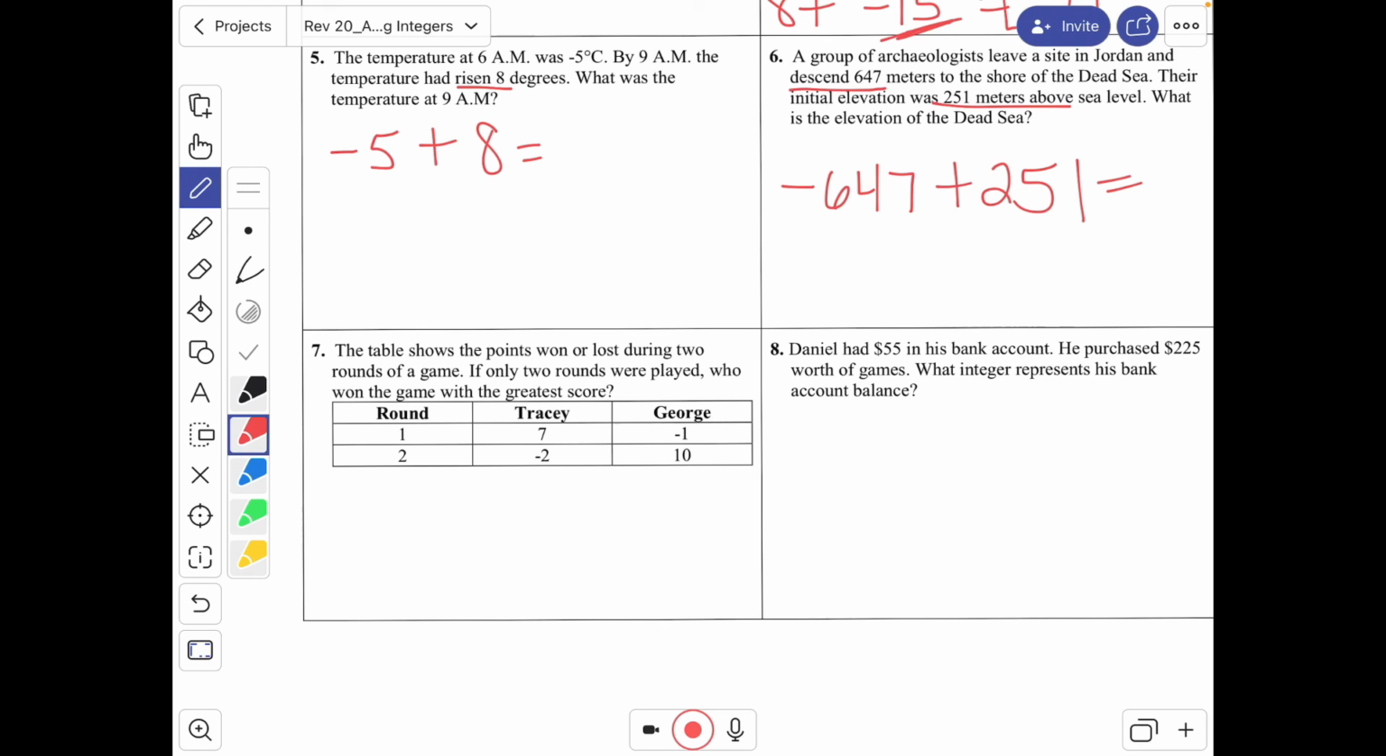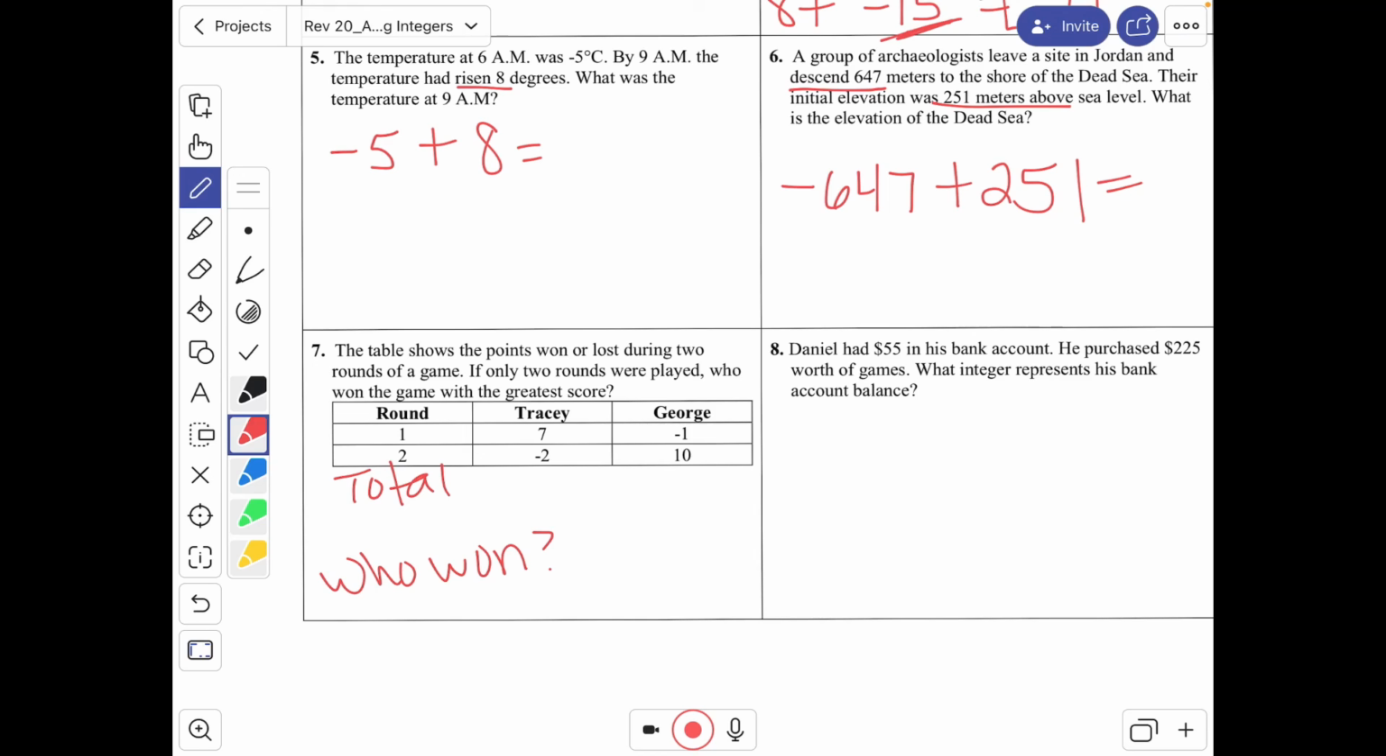Number 7, the table shows the points won or lost during the 2 rounds of games. If only 2 rounds were played, who won the game? Whoever has the biggest score won. So you need to find the totals. Total for Tracy, total for George, and tell me who won.